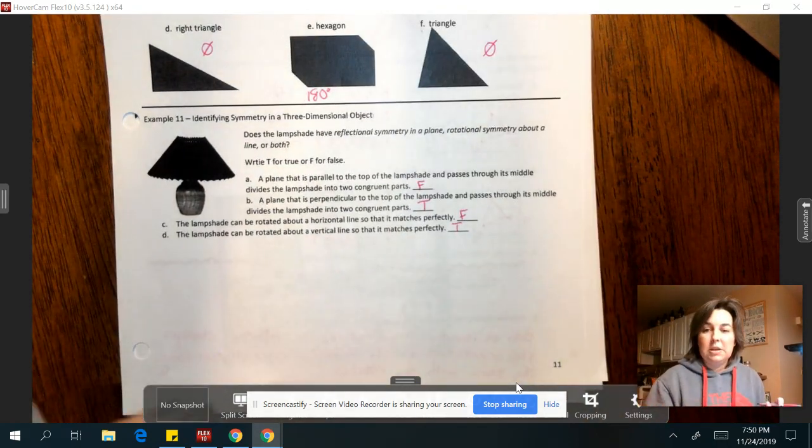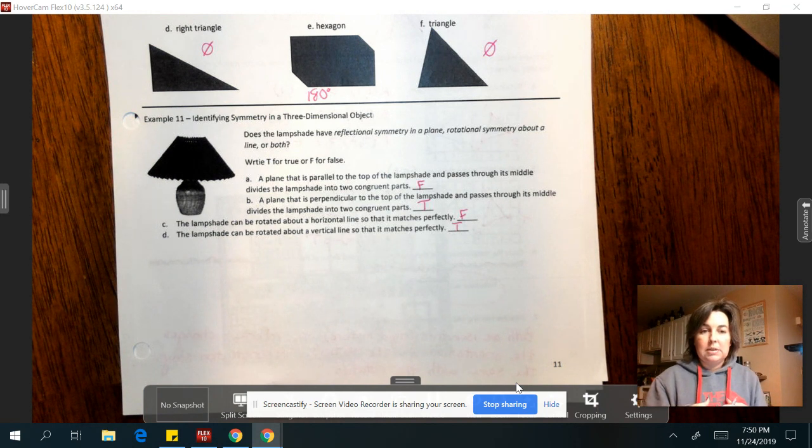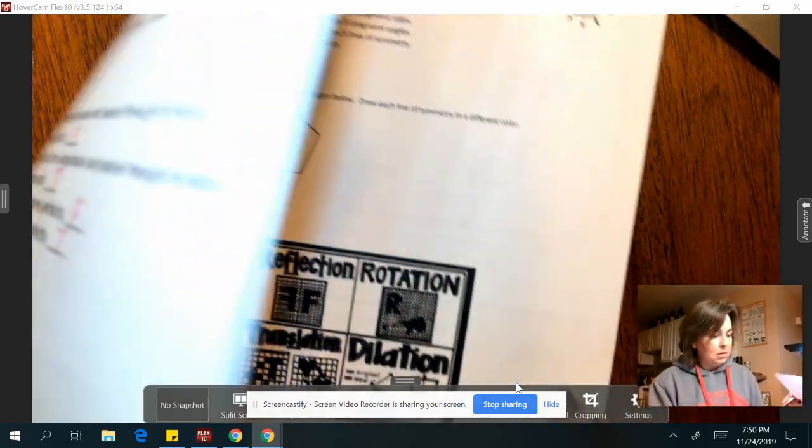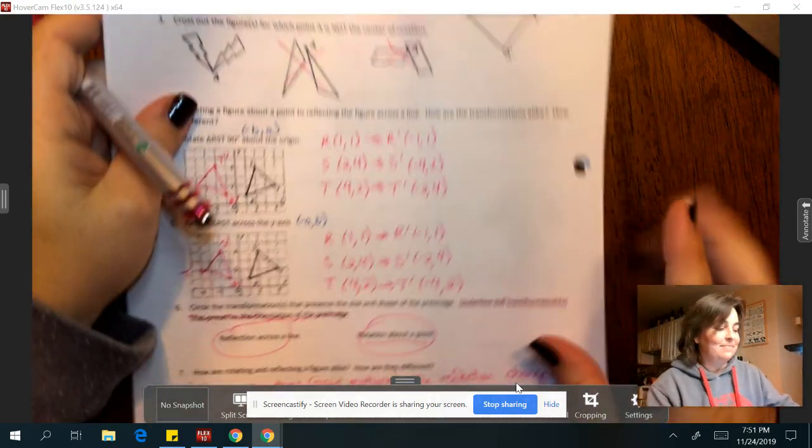Okay, so the next page is completely practice. I would like you to pause your video, do the entire back page, and then come back. Oh, and the page after that.